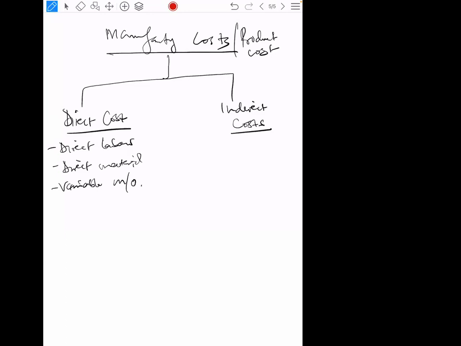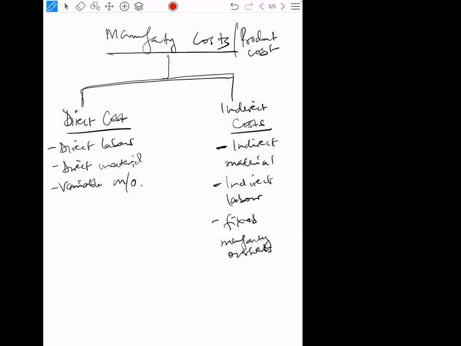And now indirect cost, good people, we are looking at things like indirect material, indirect labor, and fixed manufacturing overheads. Fixed manufacturing overheads. That's what we call your factory costs, right? Or your manufacturing cost, or your product costs.